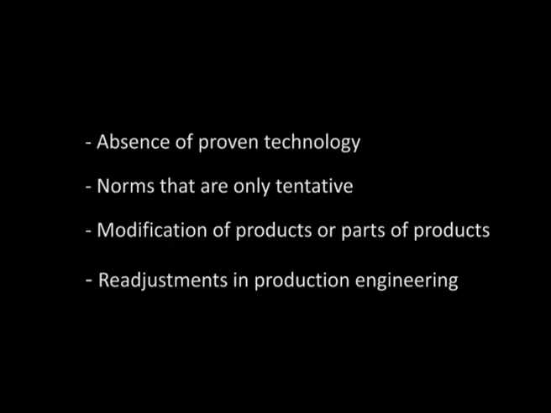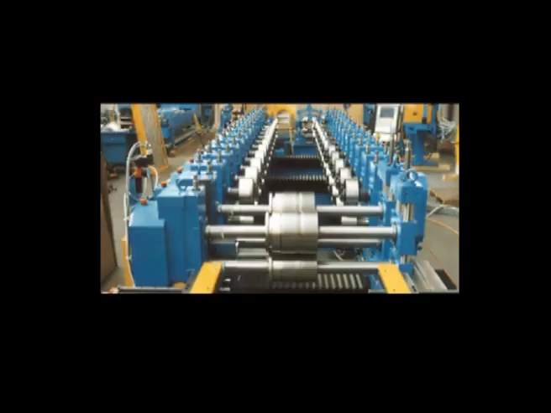The organization of experimental production has its own distinctive features. It is characterized by the absence of proven technology, by norms that are only tentative, by modification of products or parts of products, and by readjustments in production engineering. The unit method allows for modification according to the nature of the products produced, with individual production sections being set up to perform specialized tasks.